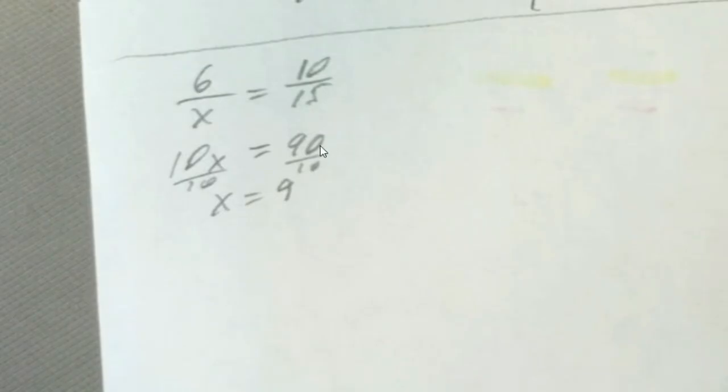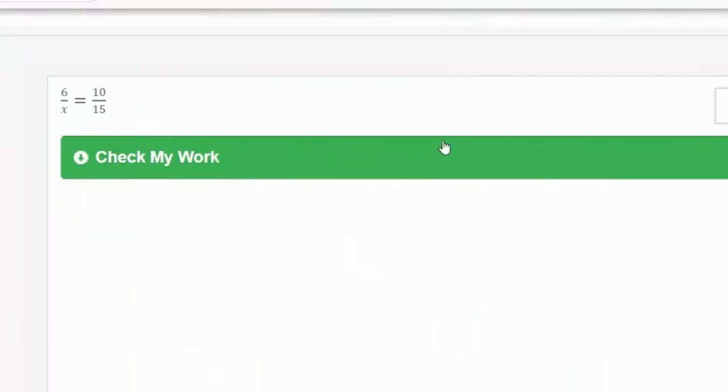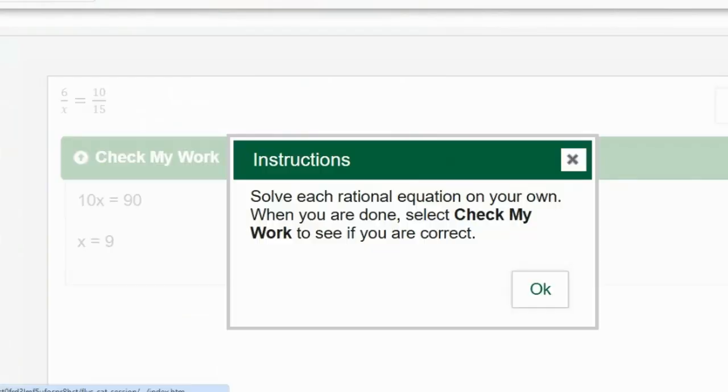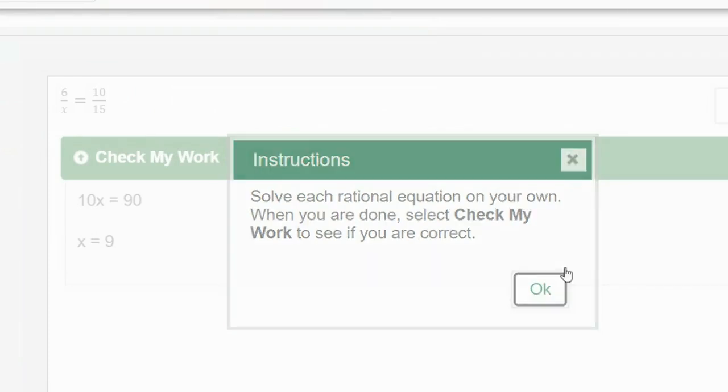6 over 9 is the same as 10 over 15. That is 10x equals 90, x equals 9. Oh, does this tell you how to do it? Oh, no, it just tells you the directions. Okay.